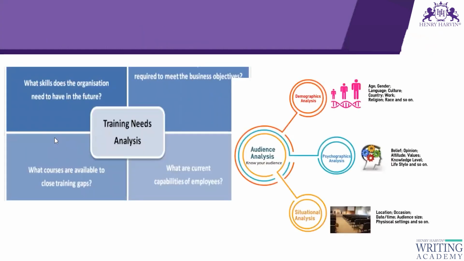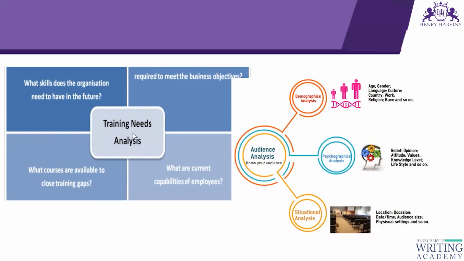Now this is the training need analysis that we take for any organization structure. What skill does the organization need to have in the future? That is also one kind of training need analysis. TNA, I think you got the word TNA. TNA is the short form they have used. Then, required to meet the business objectives. Then, what courses are available to close the training gaps?